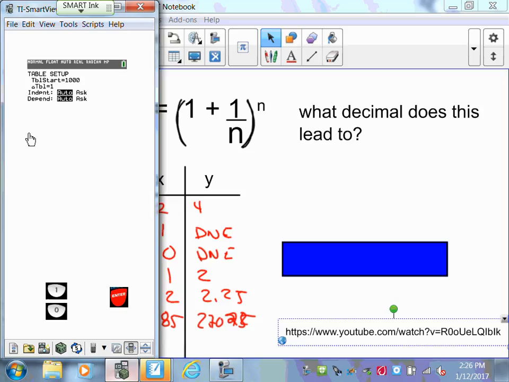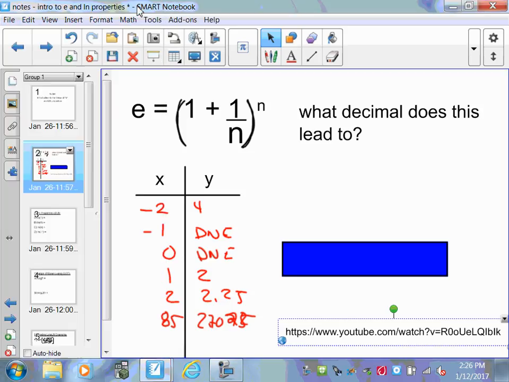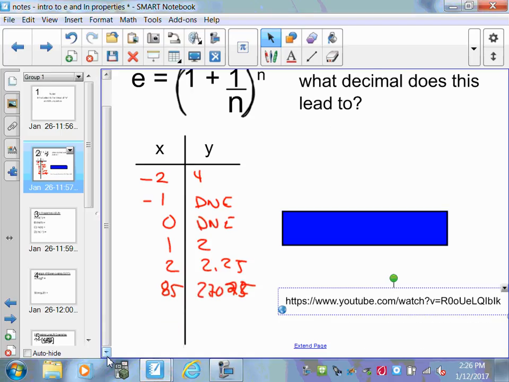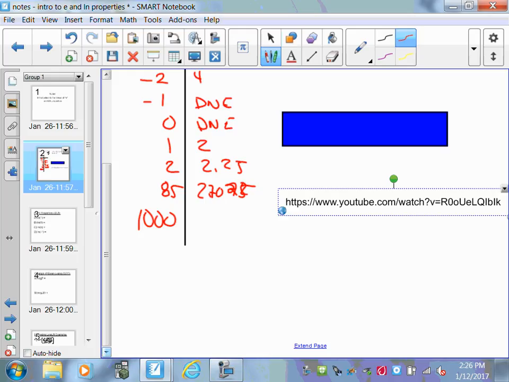Anyway, if you go to 1,000, let me get rid of this because this is ridiculous. Here we go. There you go. All right. If you go to 1,000, you would get something in the vicinity of 2.7169. If you type in 85 for the x, then you would get 2.7025 or something.